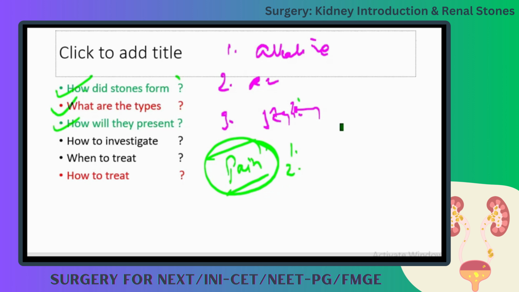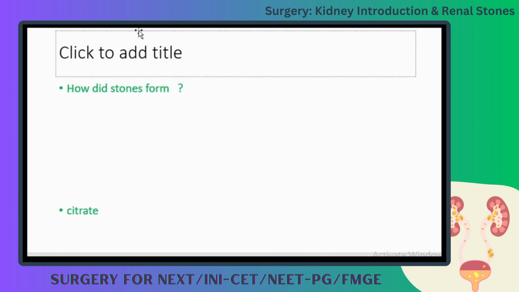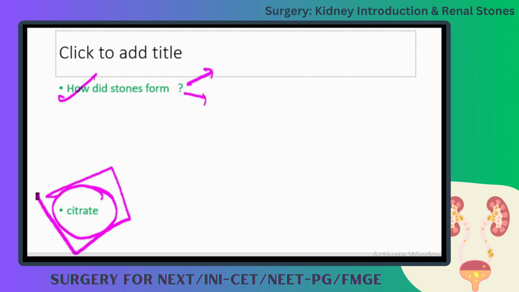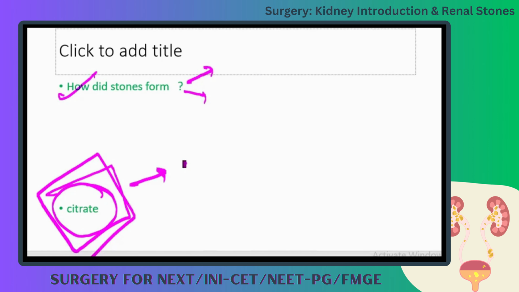Nice. One more important feature of stone. There is blood in the urine. What is that? Hematuria. It will present with hematuria, right? So these are the three presenting features. Okay. How do the stones form? This we have discussed. Supersaturated solution and promoter inhibitors. What is citrate? Inhibitor. Yeah, it is the most common stone inhibitor.